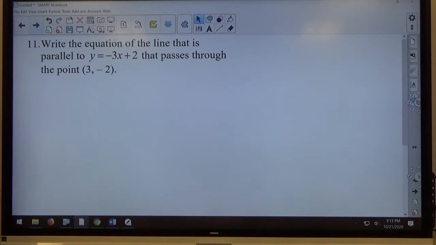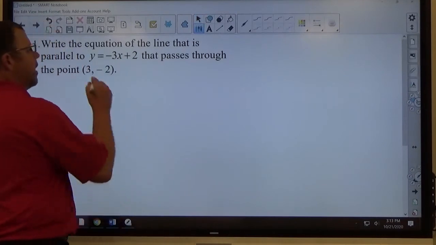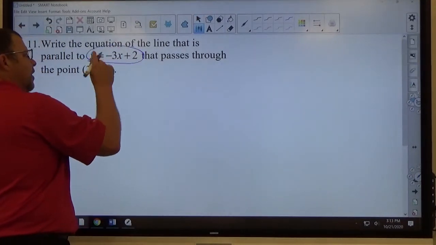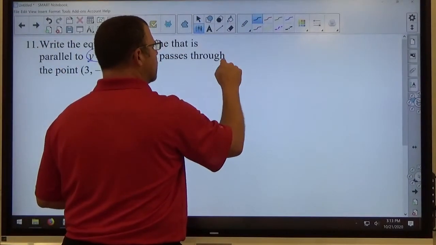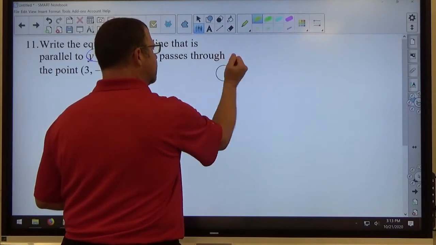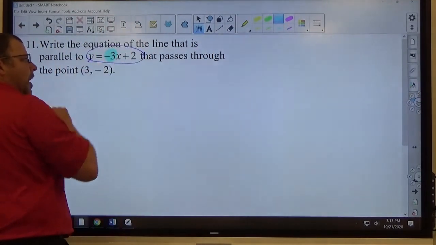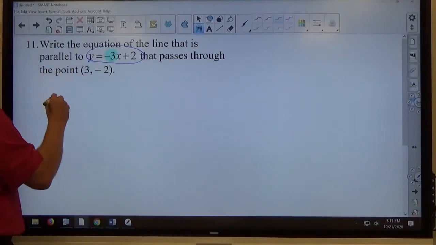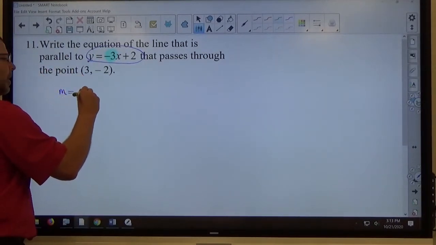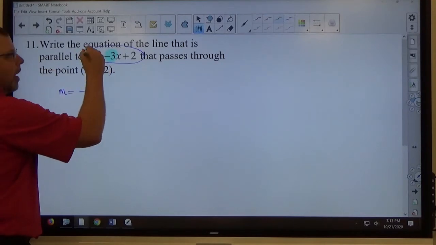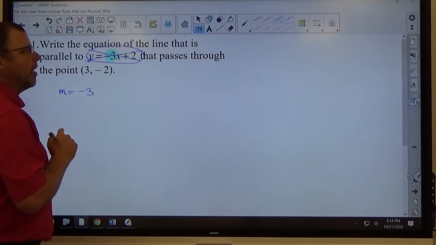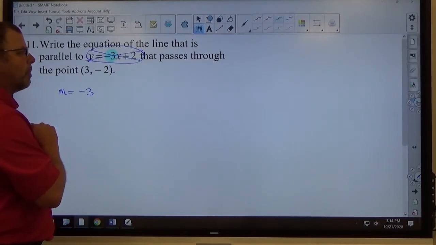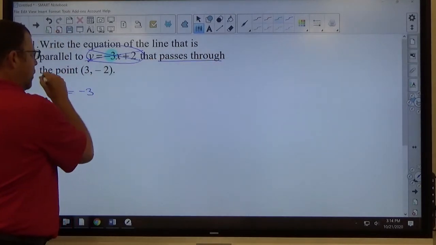Number 11, write the equation of the line that's parallel to y equals negative 3x plus 2 that passes through the point 3, negative 2. So it's parallel to this line. The only thing I need from that line is the slope. Just like we've done before on these problems, the slope is the number in front of x. So that equation's only purpose is to let me know that the slope of the line I'm looking for is negative 3. Once I get this written down, I'm going to strike that out because nothing else in that equation is of any help to me. The other piece of information I need is the point that the line I'm looking for is passing through, and it says it passes through the point 3, negative 2.